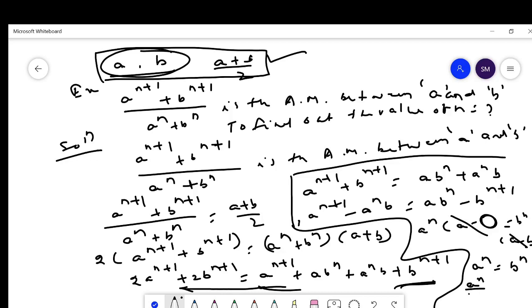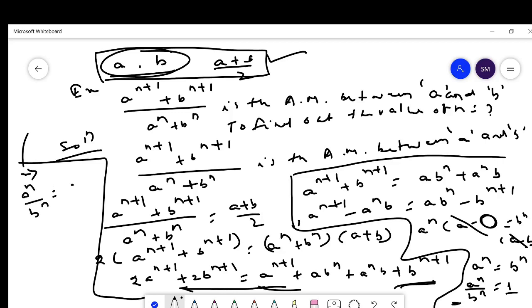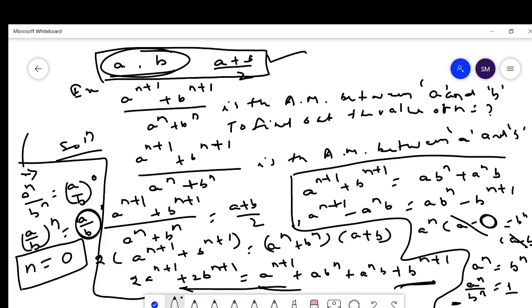This means A to the power n upon B to the power n is equal to 1, which shows that A to the power n upon B to the power n can be written as 1, which can be written as (A upon B) to the power 0. This means (A upon B) to the power n is equal to (A upon B) to the power 0, which implies n equal to 0. Then we find the value of n is equal to 0.